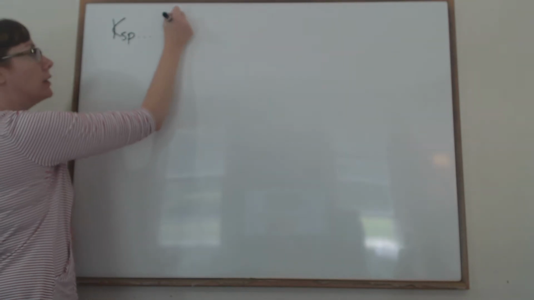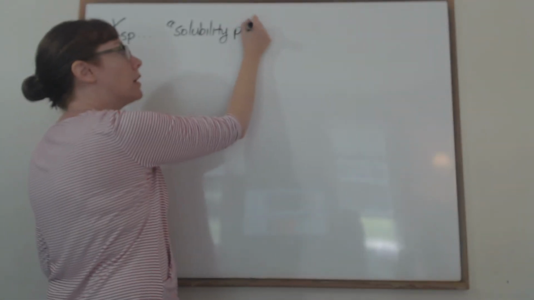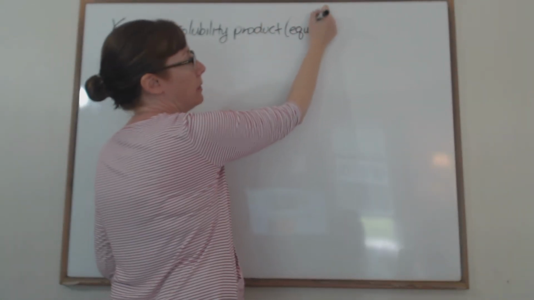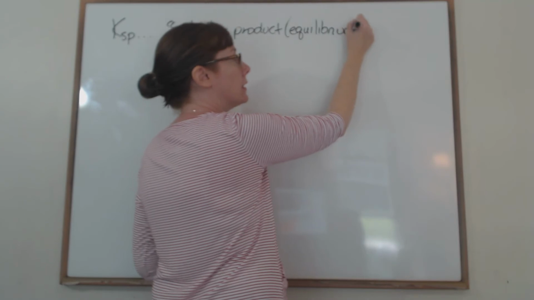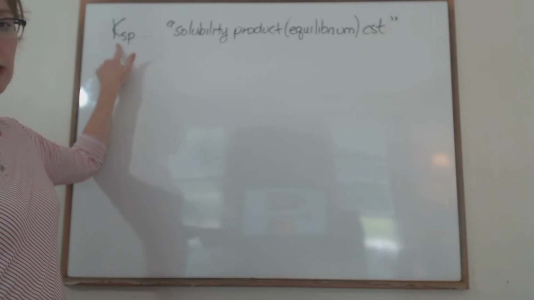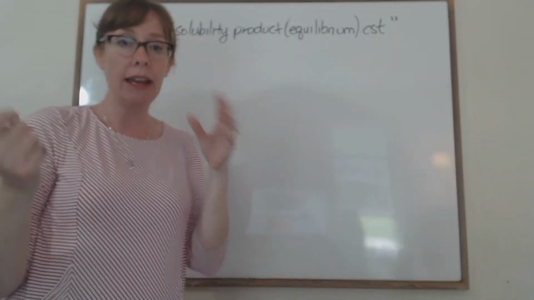Okay, so let me introduce this whole thing. KSP is called the solubility product. That's what the SP stands for. Constant, but it's really an equilibrium constant. So I'm going to write that in there. The solubility product constant. Solubility product equilibrium constant. So it's just a K, just like any other K.